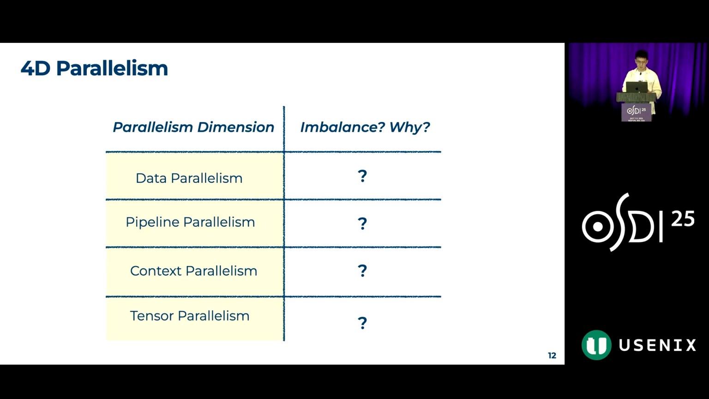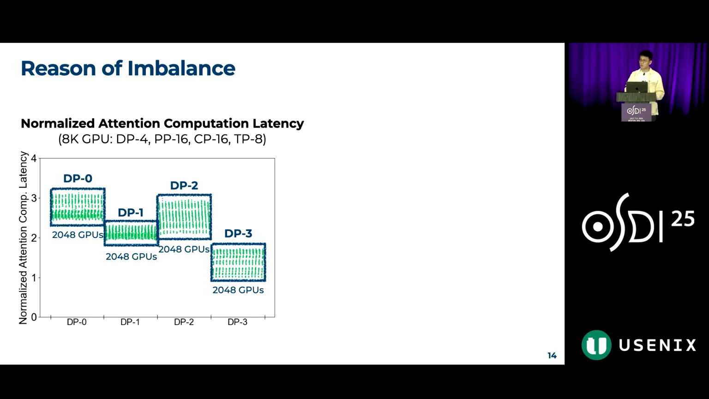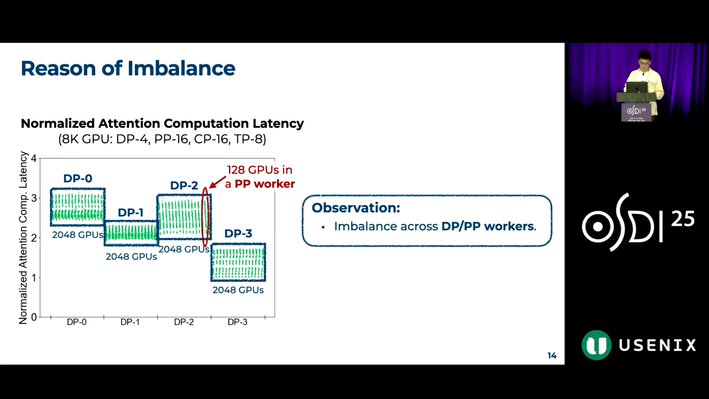Now we understand how the large language model is parallelized across four dimensions. However, which dimension has an imbalance issue and why remains unclear. To answer it, we performed a more detailed analysis to find the reason for the imbalance. Here we normalize the attention computation latency on each GPU, and we can see four boxes in the figure. Each is a DP worker containing 2,048 GPUs, and the vertical line in each box is a PP worker which has 128 GPUs. In this figure, we can observe that there is significant imbalance across DP and PP workers.